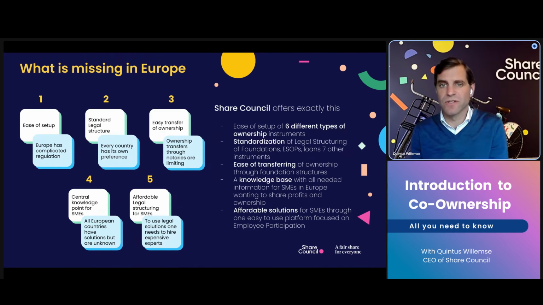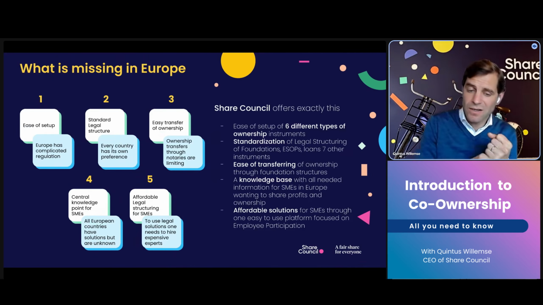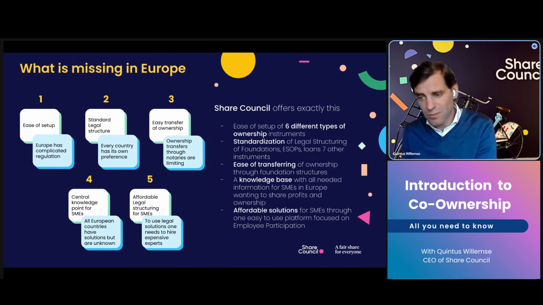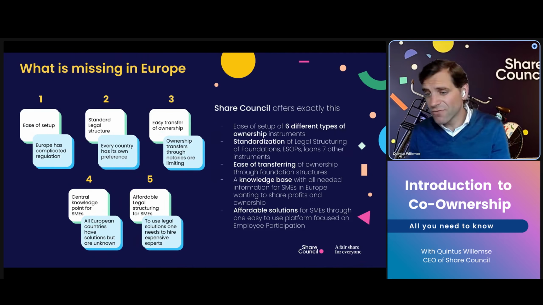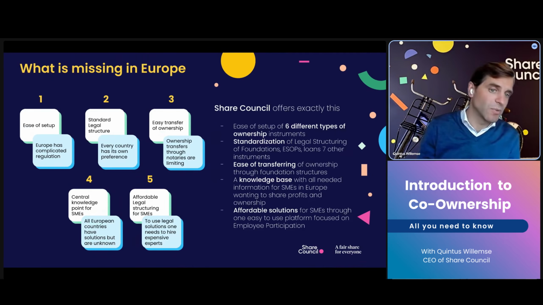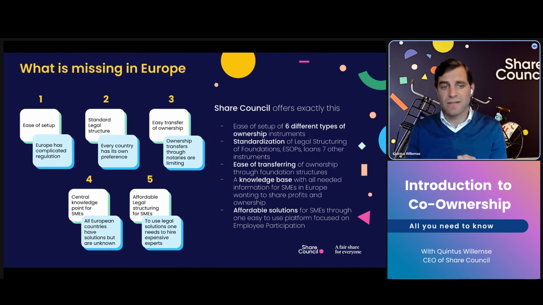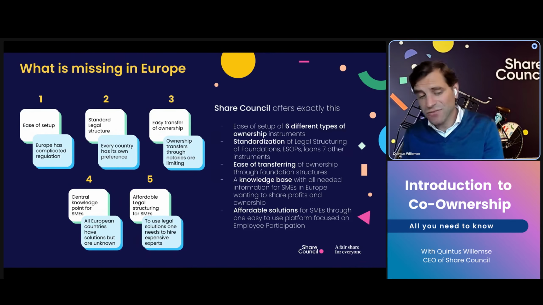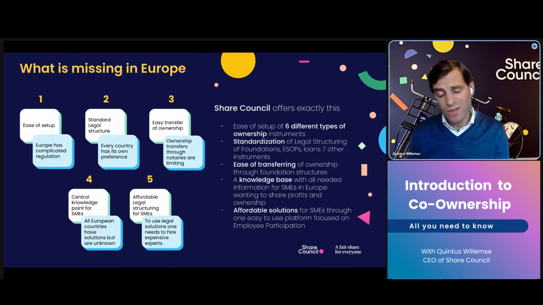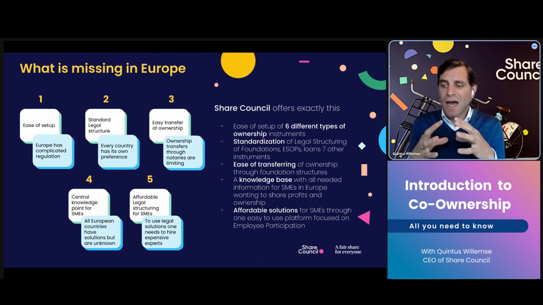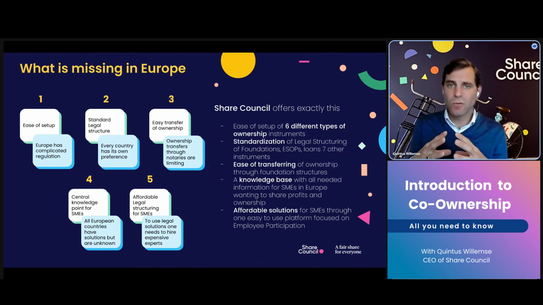Every country has its own preference. And that means that if you are a company in multiple countries in Europe, and a lot of them are, it becomes pretty difficult to set this up. And even if you are only in one company, then still you run into that lack of ease of transfer of ownership. And that lack of ease of transferring is often because of the need of notaries, notary deeds. And then if you're only active in one country, you still have that lack of a central knowledge point for SMEs, how employee ownership actually works, what you can do.